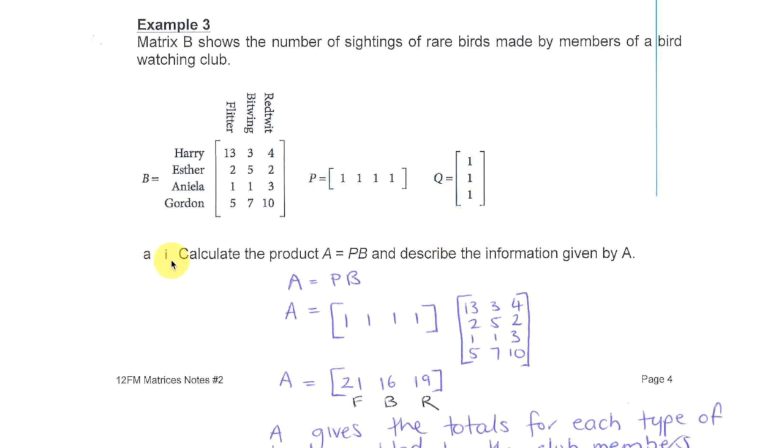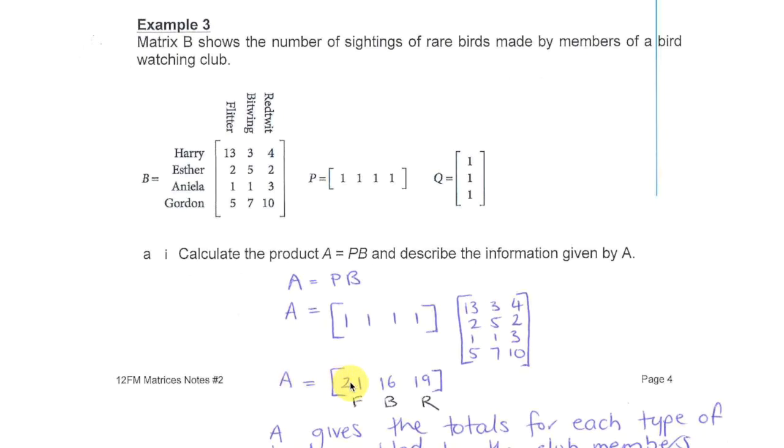So in part A, we need to calculate the product PB. So matrix A is going to equal PB. So here's matrix P, and then we've got matrix B. The information matrix is going to be pre-multiplied by this P matrix. So there's the setup, and that will form A.